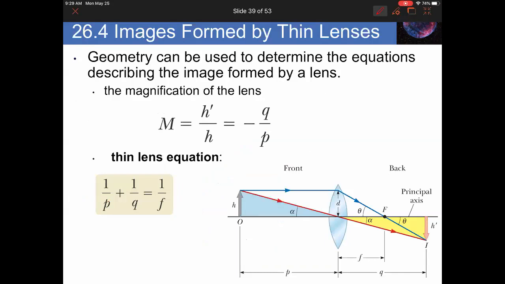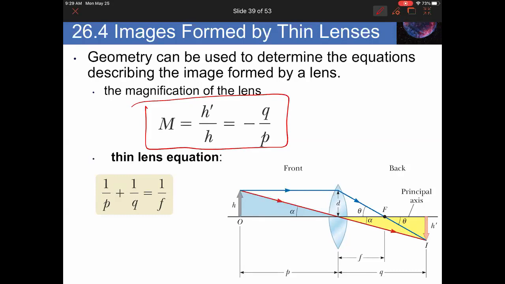All right, so we'll do some examples of that. But here what we get is the magnification equation and what we call the thin lens equation. And you will see it's the same equation as the mirror equation. So they are pretty much the same. The magnification equation has the ratio h prime over h equals negative q over p. And the thin lens equation is 1 over p plus 1 over q equals 1 over f.